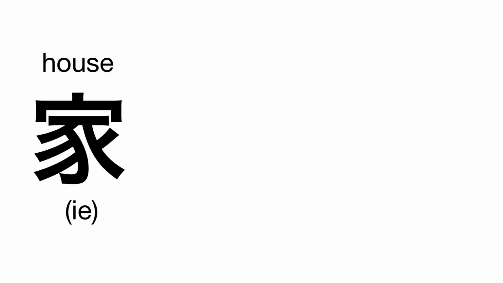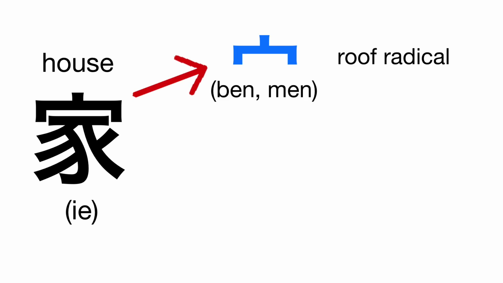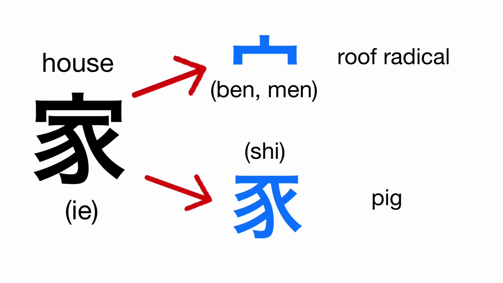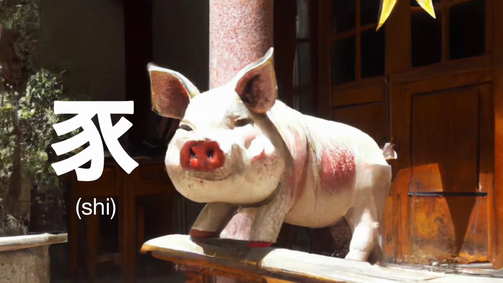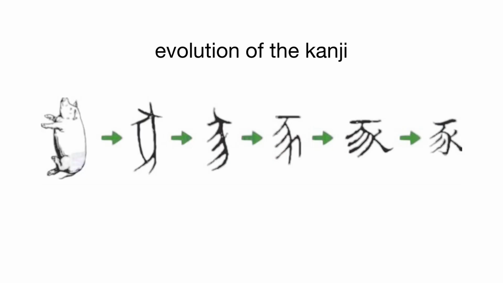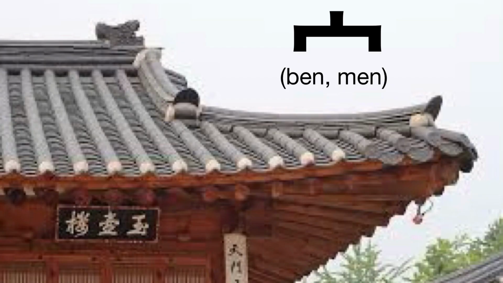The character 家 is made up of two parts: the roof radical 宀, mien, and the character shi, which means pig. According to one theory, the character shi was originally a pictogram of a pig, representing the idea of shelter or protection. The roof radical mien, which symbolizes a roof or a shelter, was added to give the character a more concrete meaning.